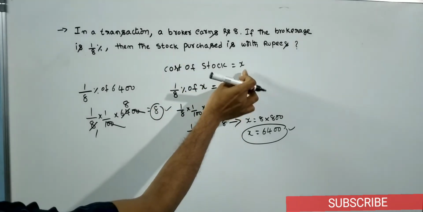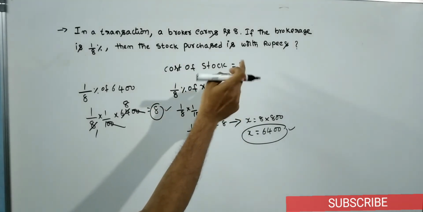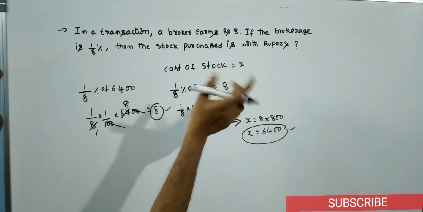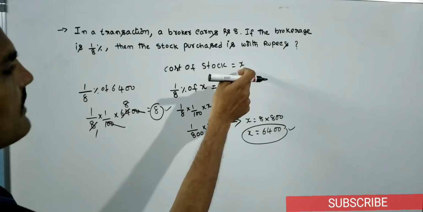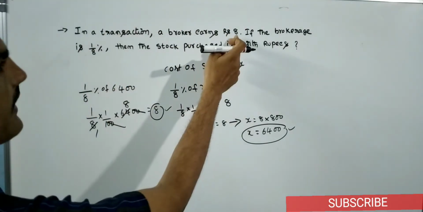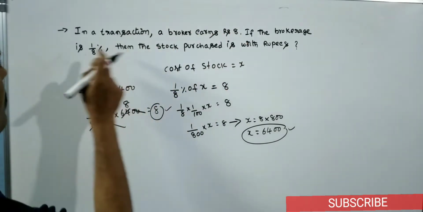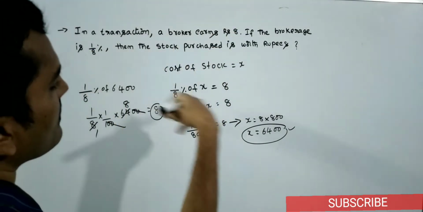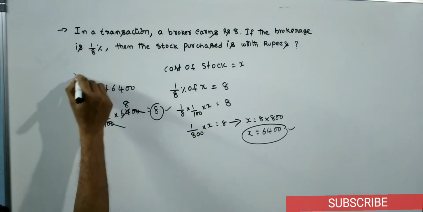Cost of the stock is x. From this cost, he will get the 1/8% brokerage. But he got 8 rupees brokerage. So 1/8 percent of the total cost is equal to 8 rupees. Straight away we will get the answer.